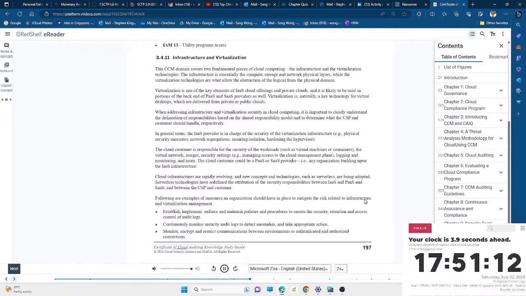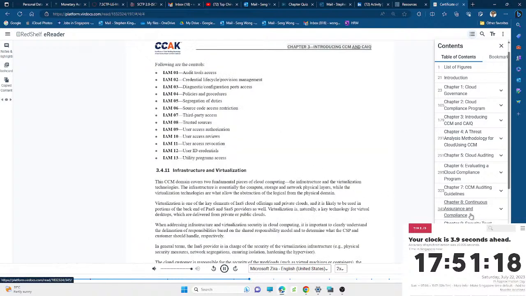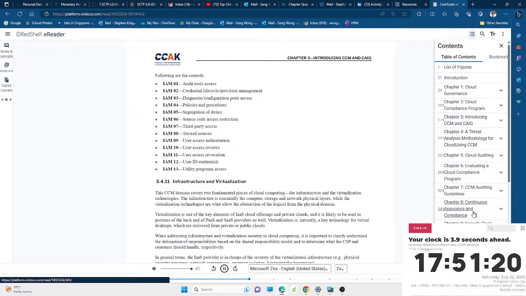197 Certificate of Cloud Auditing Knowledge Study Guide Copyright 2021 Cloud Security Alliance and CCAK. All rights reserved. Chapter 3 Introducing CCM and CAIQ. Image with the following description, image for page with label 197.